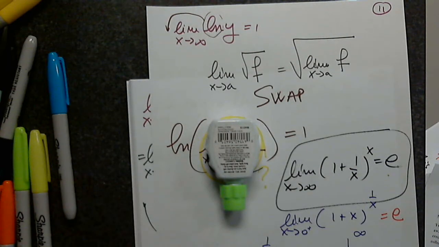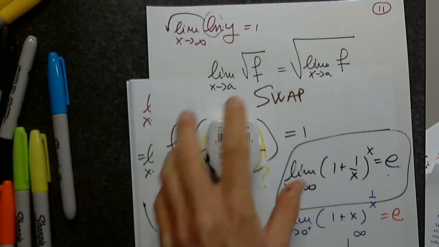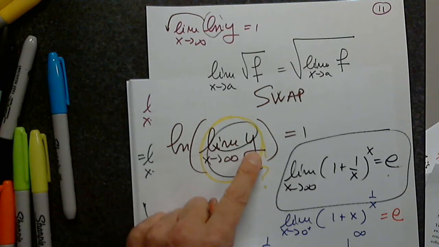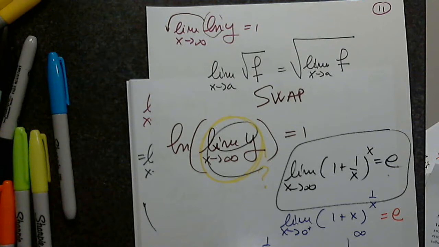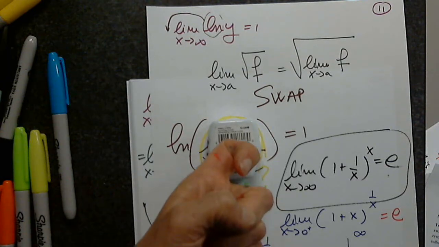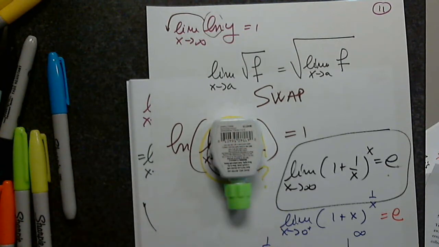So if I tell you, but is the answer not 1? No, the answer is E. This is what we are calculating. We are calculating the limit of y. And in a roundabout way, we determined that natural log of that is 1. Therefore, this must be E. There is no other way. And this is what we're after.